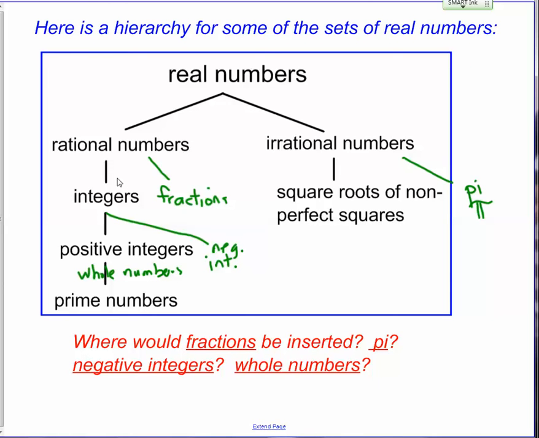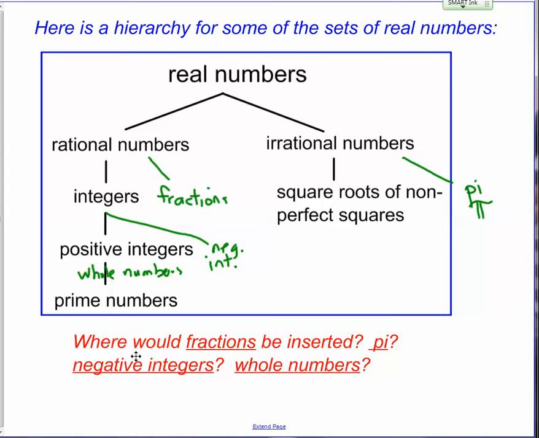Fractions are not integers, but they are rational, so they'd be on equal level with integers, as categories of rational numbers. Pi is another example of an irrational number. Square roots of non-perfect squares, the square root of 2, the square root of 5, the square root of 17, the square root of any number that's not a square number, the square root of 26, etc. These are examples of irrational numbers.